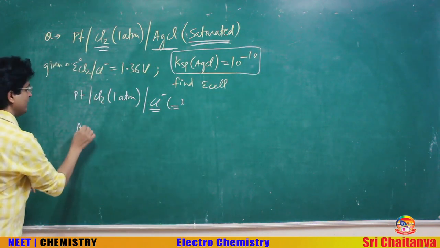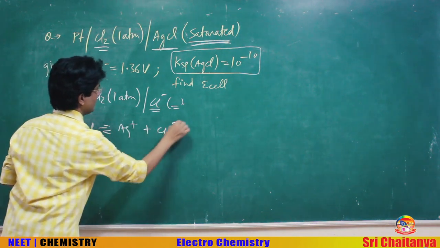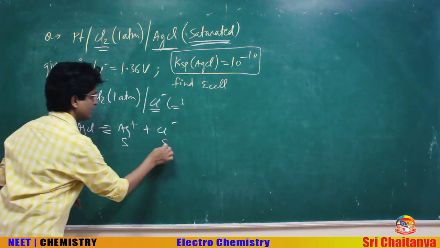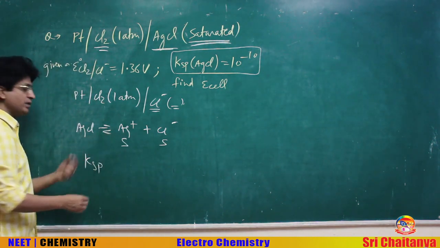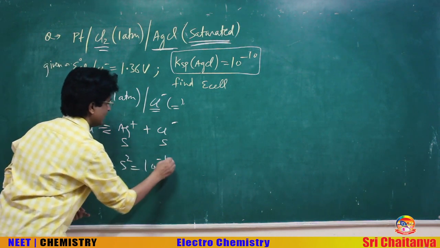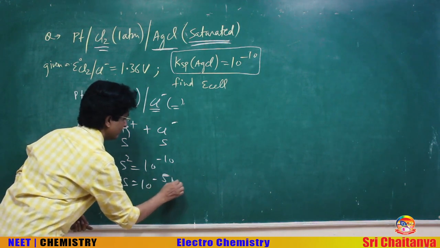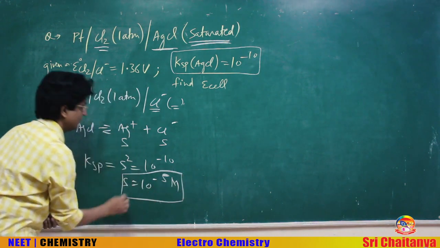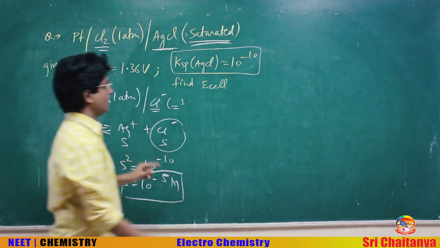So I know that for AgCl we'll have Ag+ and Cl- ions. If the solubility is S, this will be S also. So Ksp for a salt like AgCl, which is AB category, will be S square, which is given as 10 to the power of minus 10. So S will be 10 to the power of minus 5 molar. So the concentration of Cl- ion is 10 to the power minus 5 molar. That I have confirmed now.